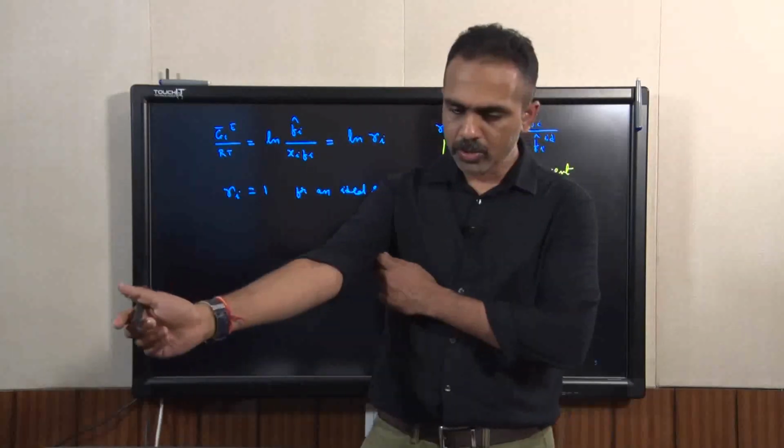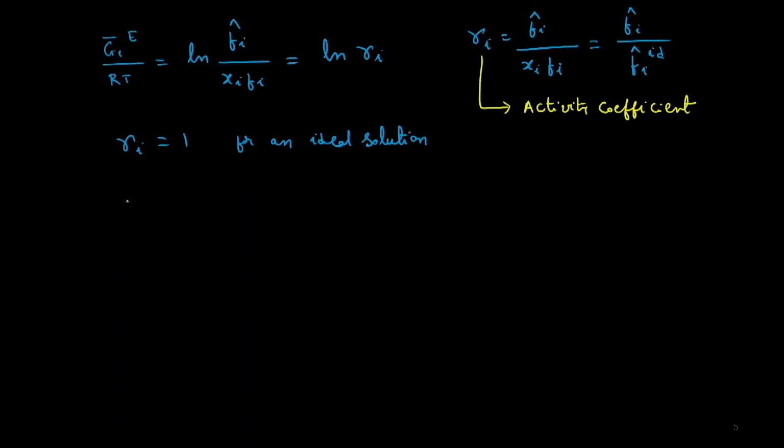And also note that Gi bar E over RT is a partial molar property. So GE by RT will be equal to sigma xi Gi bar E over RT. This is using the summability relation, right? If we add the partial molar properties multiplied with the mole fraction, we get the total property. What this means is GE over RT is going to be sigma xi ln gamma i.